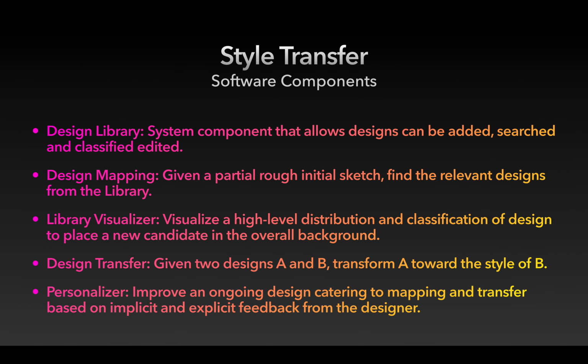We have got several components for this. We use number one, a design library, that is a library of well-edited, well-curated designs that were accepted by the organization. We provide a tool for mapping which says that given this rough partial draft, this is the best relevant design from the library. We can actually visualize the library in terms of a high-level distribution, we can classify it, we can actually place new candidates in that overall background. Most important, we can do the design transfer, that is given two designs or two layouts A and B, we can transform A into the style of B. And lastly, we have a personalizer which allows us to improve ongoing designs based on mapping and based on transfer from implicit or explicit designs from the designer.